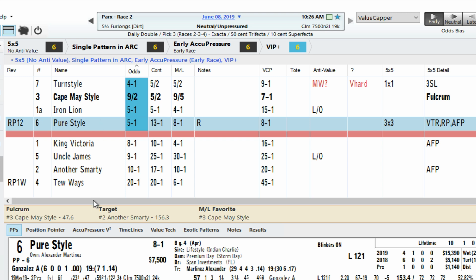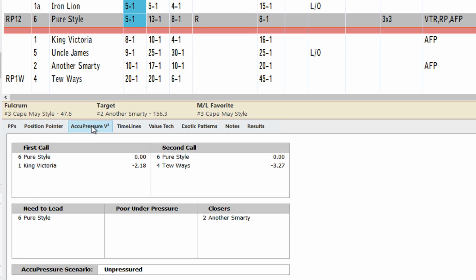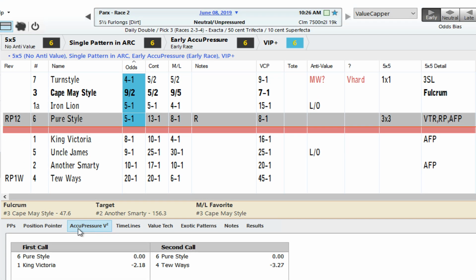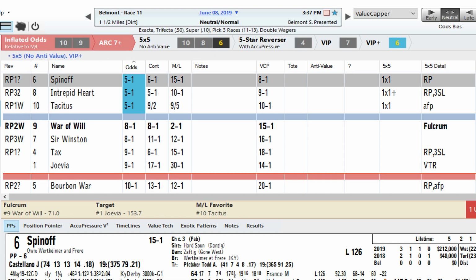It's another one of those races where ValueCapper tells me this horse, Pure Style, the 6, is not on top of my line, but I've got flaws on the horses above it. This horse can get clear at 5.5 furlongs at Parks, even though it's not my quote-unquote top horse, and they give me 10 to 1 on it. Sure, I'll take it. So that's how, and there's more to it.